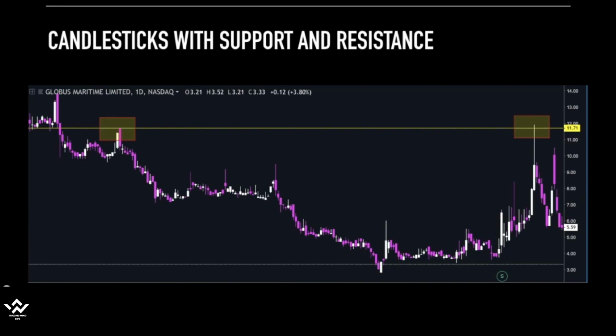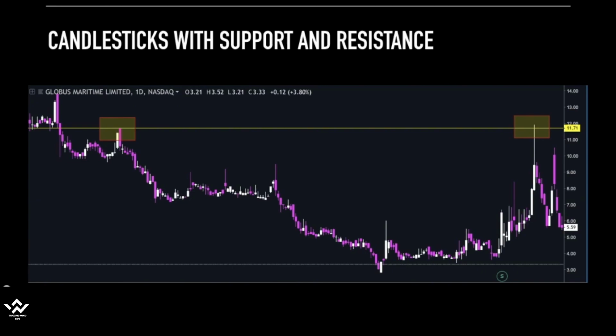Now, we'll talk about support and resistance coming up in another lesson, but in a nutshell, support is a price area where the stock has trouble going down because there are more buyers than sellers. And resistance is a price level where the stock has trouble going up because there are more sellers than buyers.